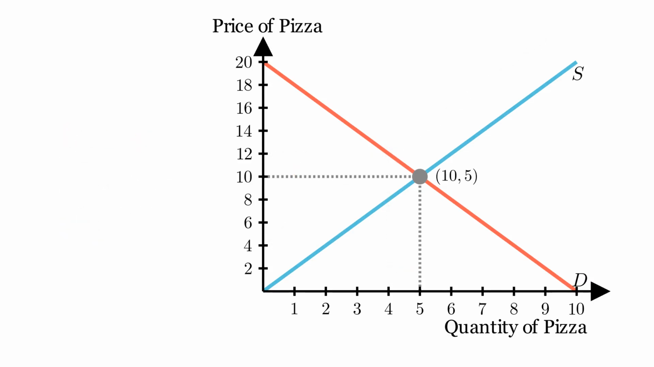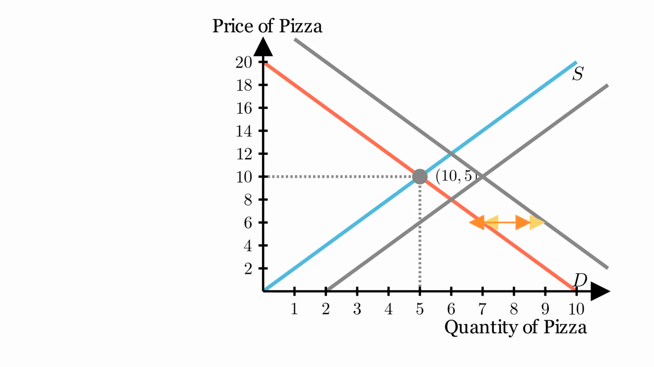Now let us see what happens to the equilibrium price and quantity when demand and supply shift at the same time. In the next 4 cases, the demand and supply curves will shift by equal magnitude. Equal magnitude means that the distance between the initial and shifted demand curve is equal to the distance between the initial and shifted supply curve.